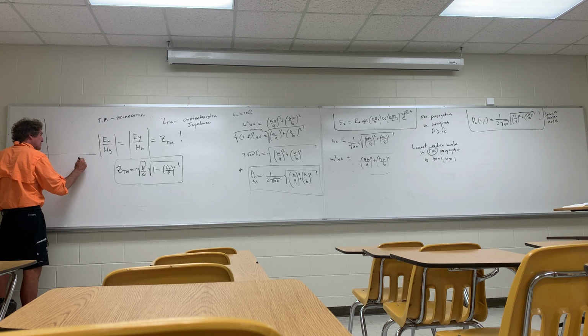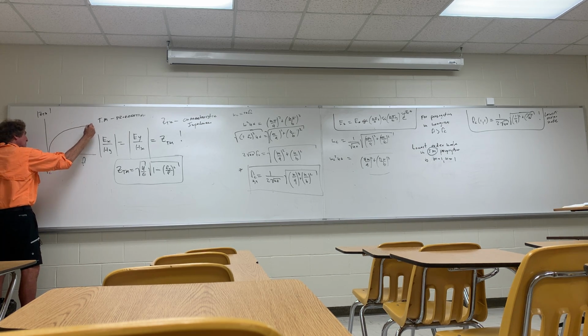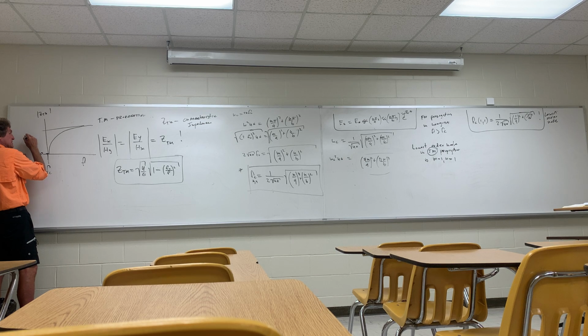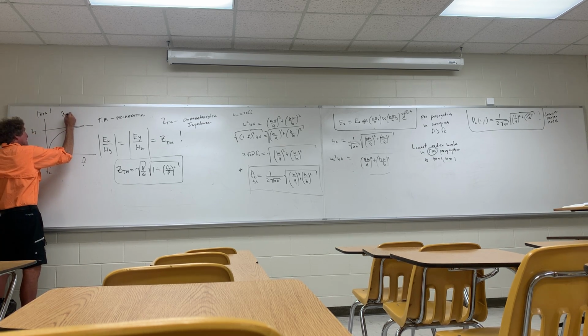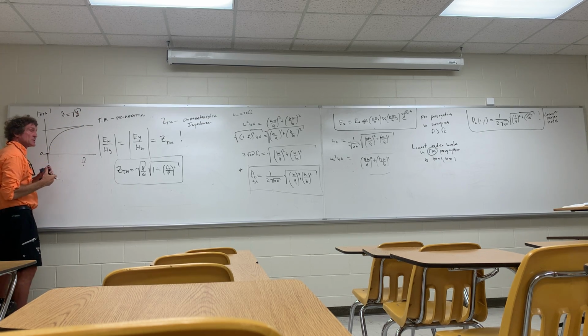So if you were to actually plot this, and this is important, and they do this, if you had this versus frequency, and this is the cutoff frequency, and this is the magnitude of ZTM, it starts at 0 and asymptotically approaches the characteristic impedance of free space, which would be eta, and eta is the square root of mu over epsilon, and in free space it's 377 ohms.